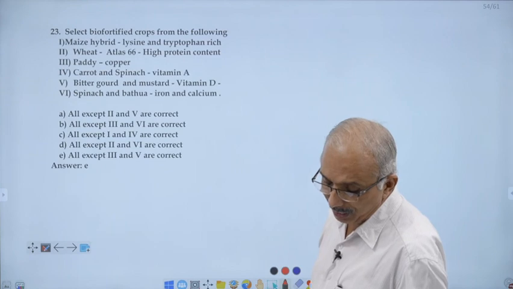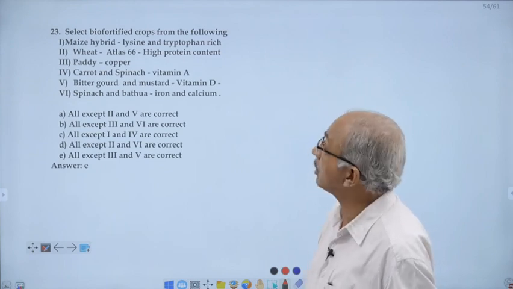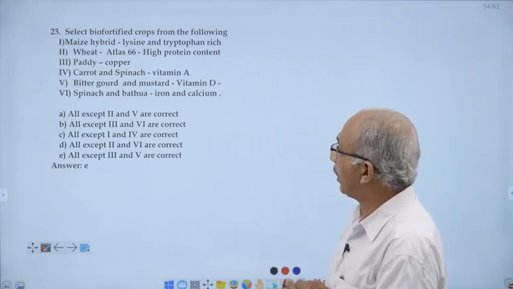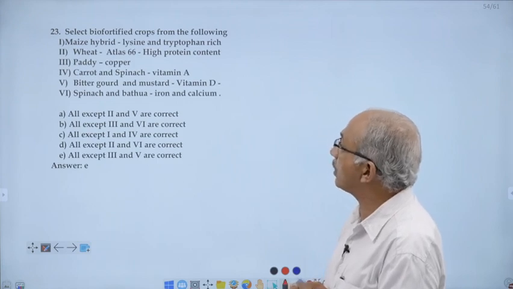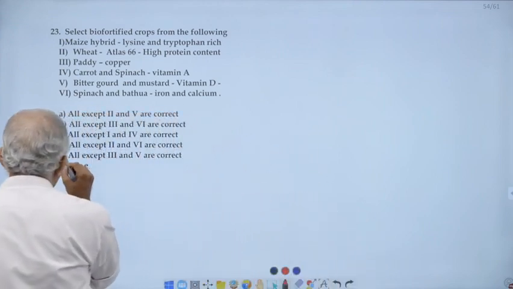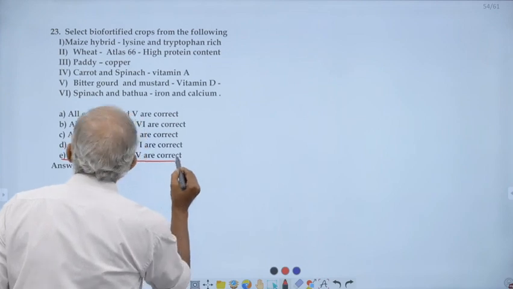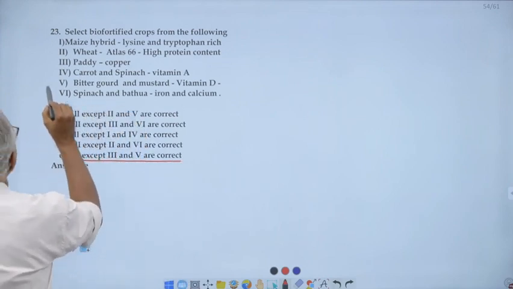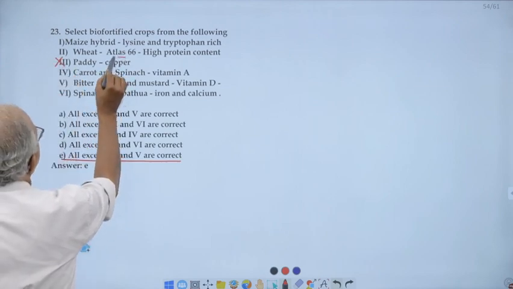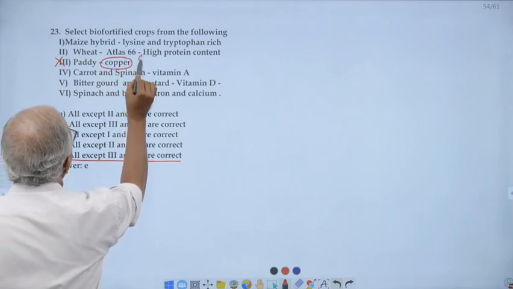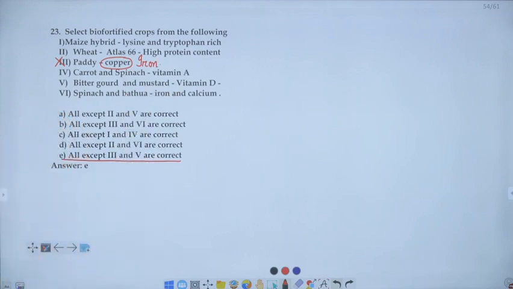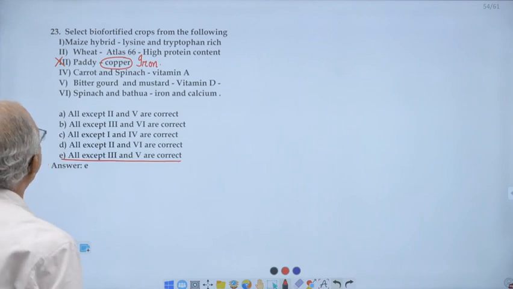Question 23, no, 22 we select. Select biofortified crops from the following. Some are wrongly matched. Answer is E. All except 3 and 5 are correct. 3 is wrong, we could not accept it, because paddy is biofortified for iron, not copper.